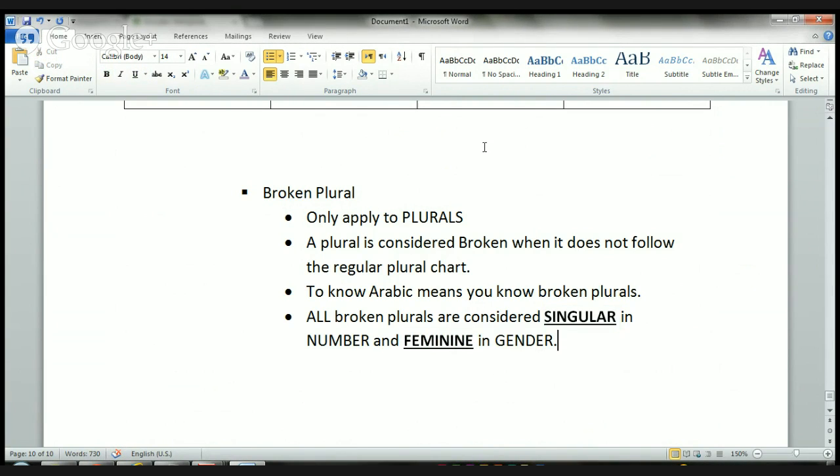Now let me ask, it's called a plural, right? It's called a plural. So it sounds a little funny to consider it a singular word, right? So what the Arabic language actually does is that a broken plural, simply because it's not on the chart, ends up being treated as one entity.